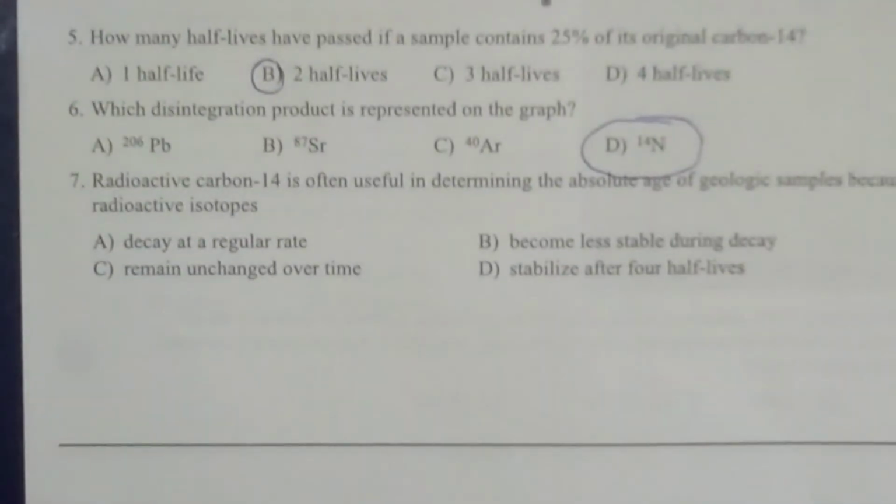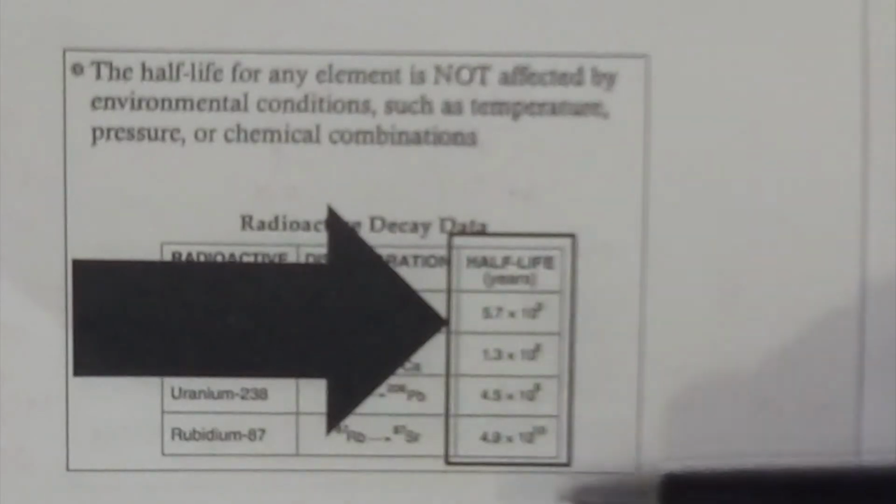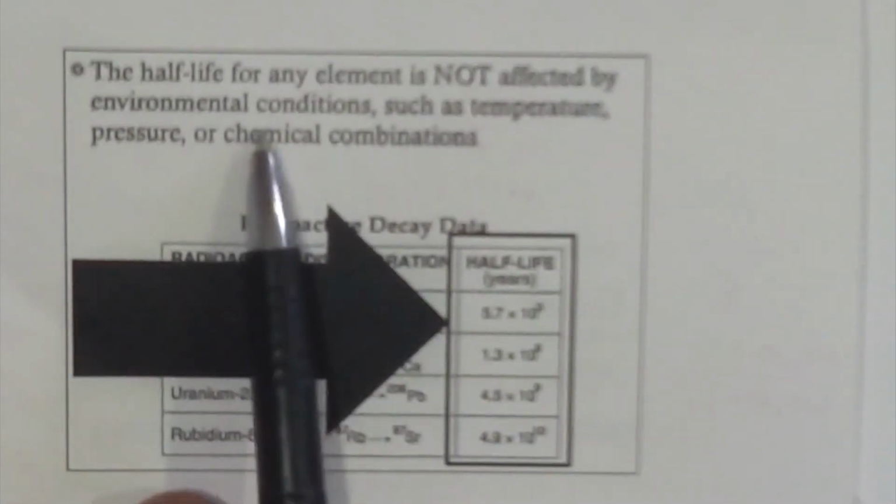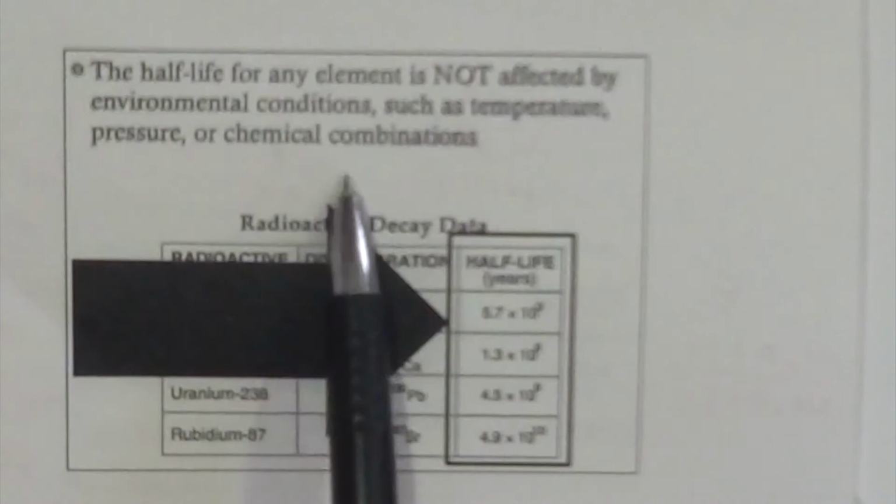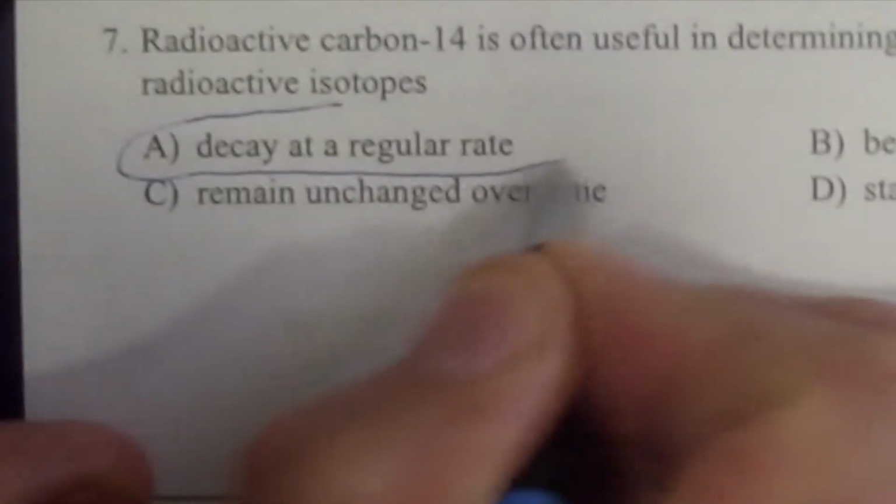Number 7. Radioactive carbon is often useful in determining the absolute age of geological samples because radioactive isotopes decay at a regular rate that's not affected by any external conditions such as temperature, pressure, or chemical combinations.